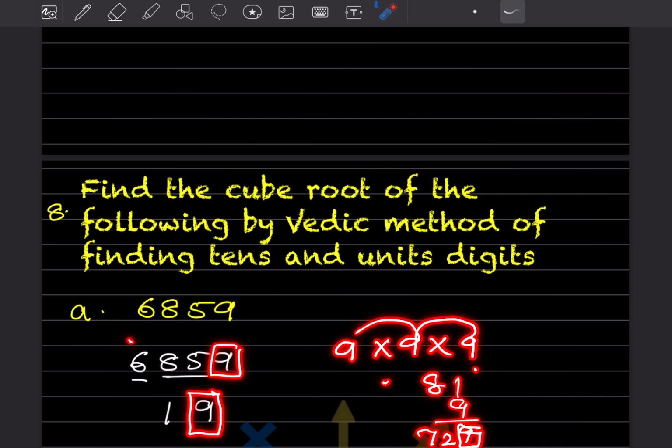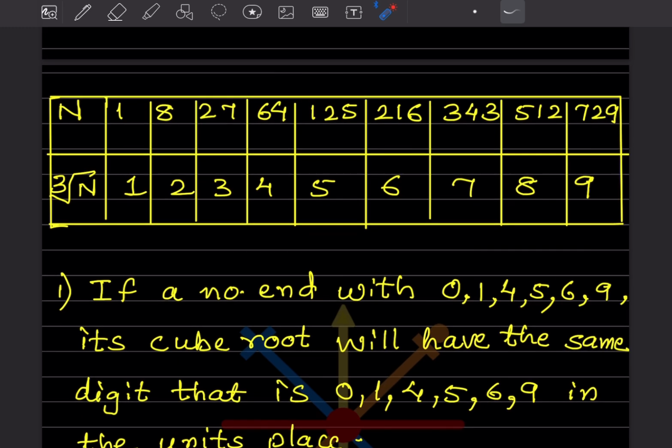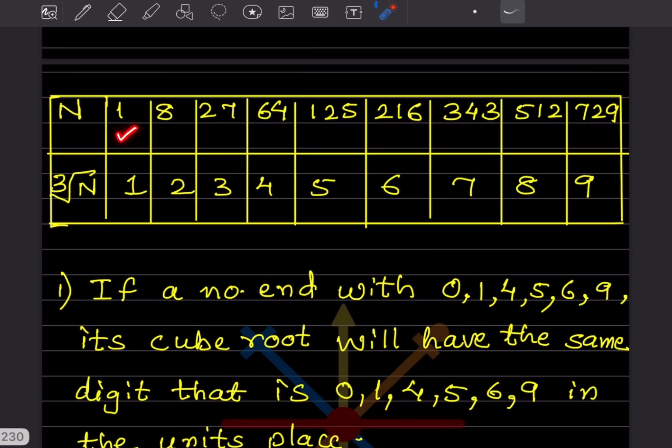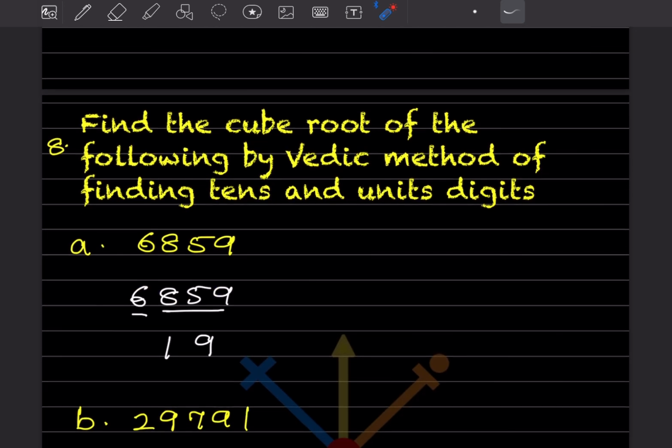Now you look at the first digit. The first digit is 6. So you go according to this table. Where do we get 6? You can see here there is 1 and here we get 8. So 8 is the larger number, so we have to go back to the previous number, that is going to be 1. We cannot take 2 because 2 into 2 into 2 is 8. So that will be just 1. So 9 is for the unit, and this will be 1.